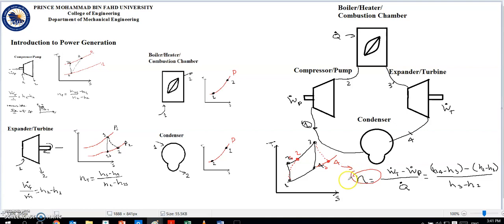Okay. In the next episode, we're going to watch two more components of power plants, the heat exchangers or preheater and throttling devices, and we're going to talk about more complicated cycles. Thank you.